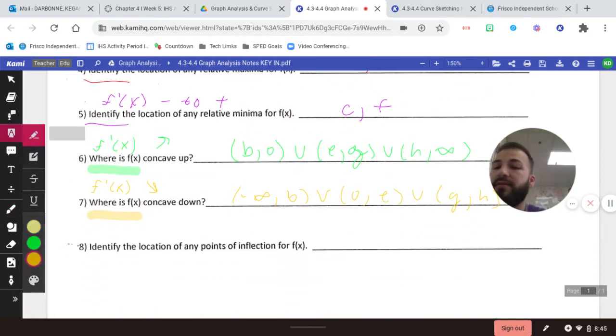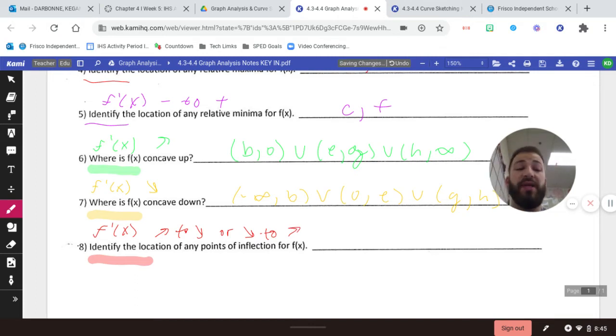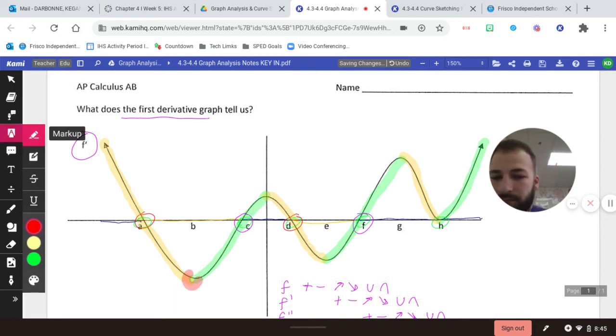So identify any points. We use red. And so these occur when f prime of x goes from increasing to decreasing or from decreasing to increasing. And what's going to be happening when we're switching between increasing and decreasing on the curve? Well, it's going to look like a relative max or a relative min, but on our f prime graph. So going up here, we switch between decreasing and increasing at B, increasing to decreasing at 0, decreasing to increasing at E, increasing to decreasing at G, and decreasing to increasing at H.